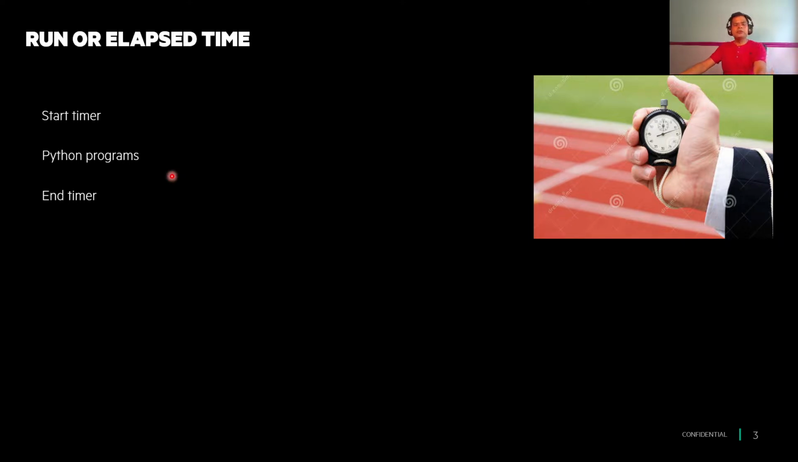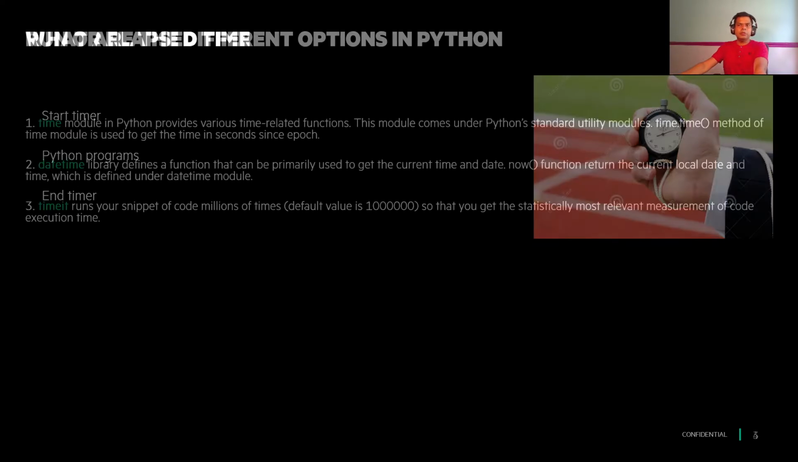To do that, it's a very basic funda, the one we use in real life: start the timer, do the job, end the timer and find out the difference. Exactly the same thing we'll be doing, but here we'll be doing it with the help of some modules.